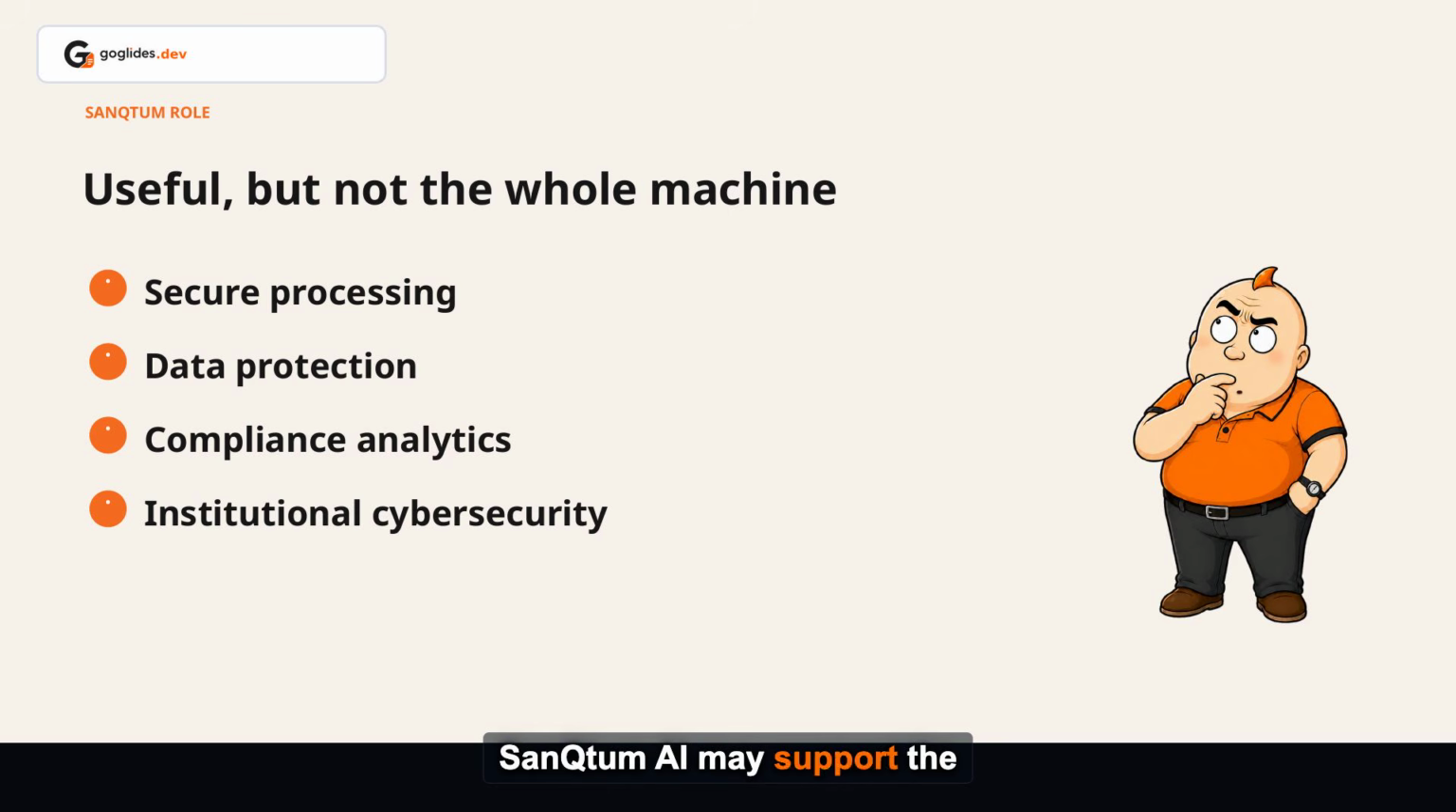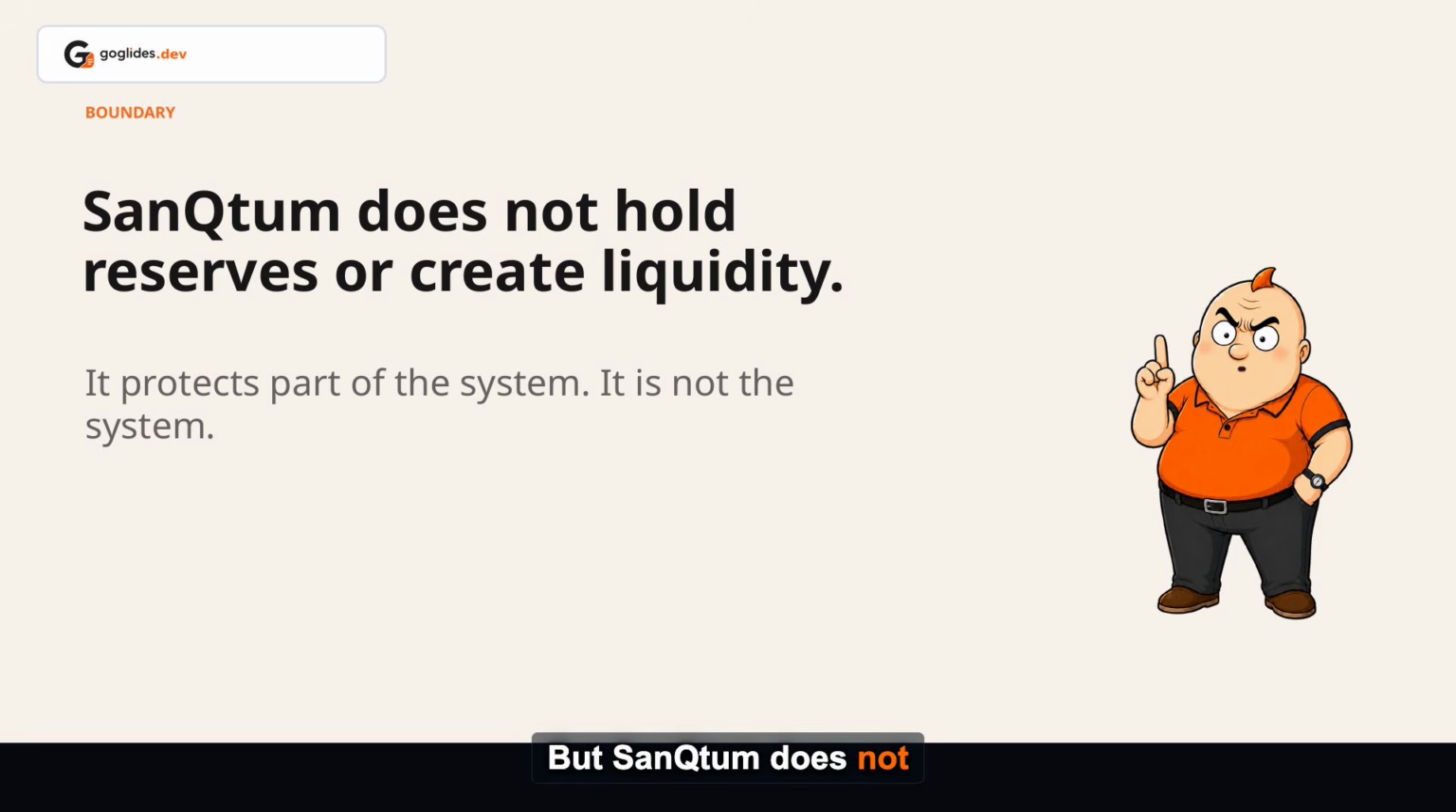Sanctum AI may support the security and data processing side. That could be useful for banks and governments handling sensitive information. But Sanctum does not replace the issuer. It does not hold the reserves. It does not provide foreign exchange liquidity. And it does not deliver local currency to the recipient. It protects part of the machine. It is not the entire machine.